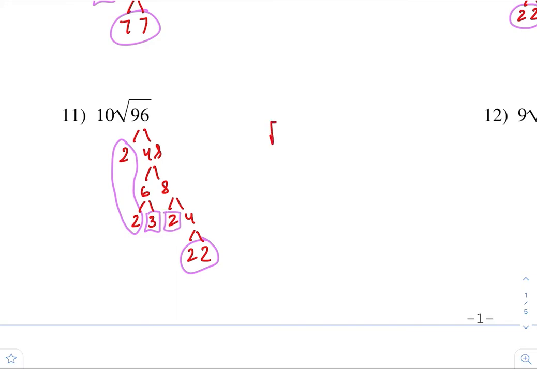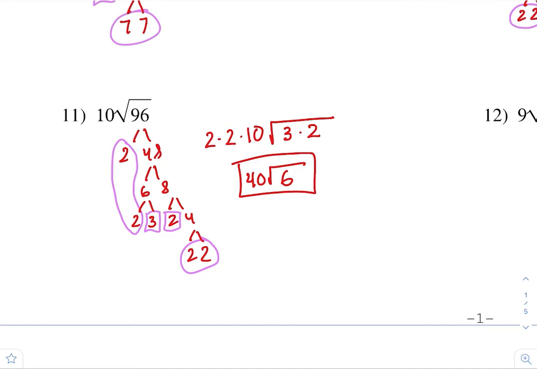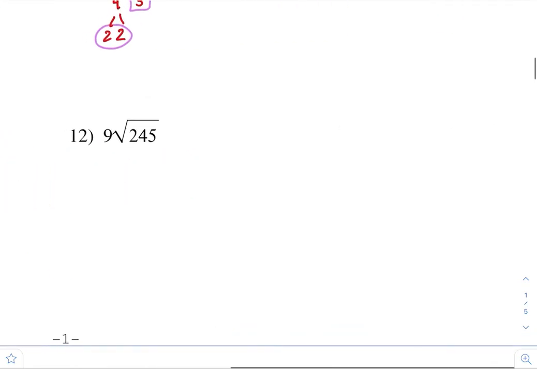So when you make your square root, do not forget your 10 that you had originally. So leftover of a 3 and a leftover of a 2. We had one pair of 2s, and we had another pair of 2s. So 2 times 2 times 10 is 40. Square root, 3 times 2, 6. 40 square root of 6.